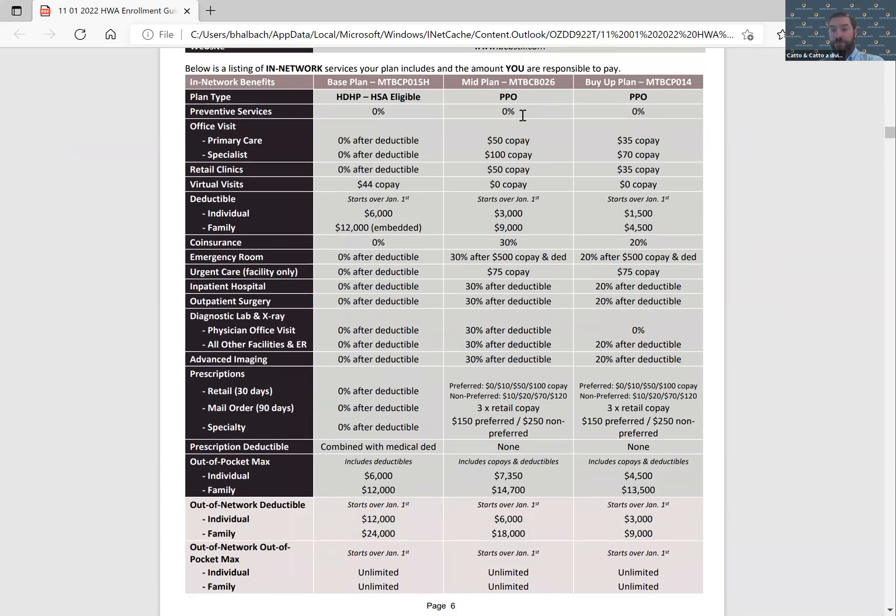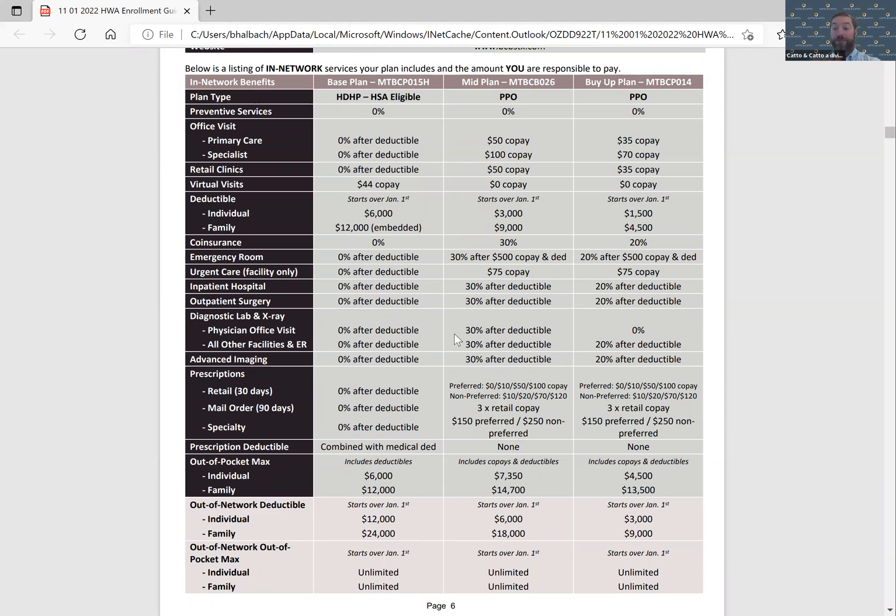So this is where we'll spend the most amount of our time. Let's talk about the different plans that we have. We have a base plan, mid plan, and a buy-up plan. We'll talk about their similarities and their differences. And I will move at a brisk pace.